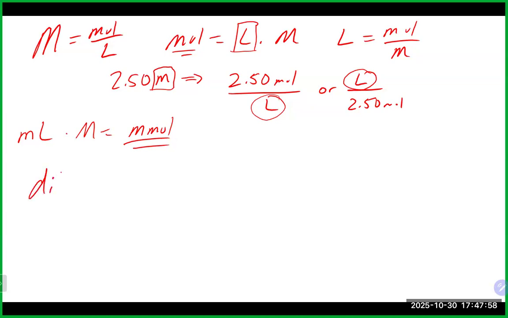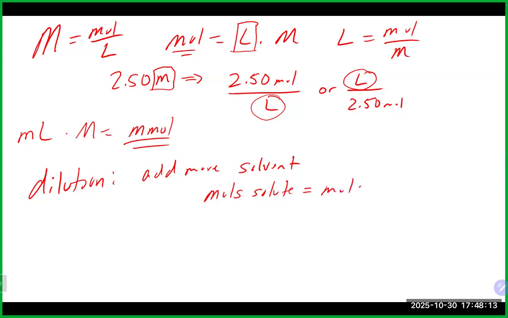We talked about dilution. Dilution is when we add more solvent, and a lot of times that solvent is water. The moles of solute before the dilution will equal the moles of solute after the dilution. And remember that the solute and the solvent together make up a solution. The solute is the stuff dissolved and is the smaller part of the solution. The solvent is the larger part, which in a lot of cases is water, but not always.